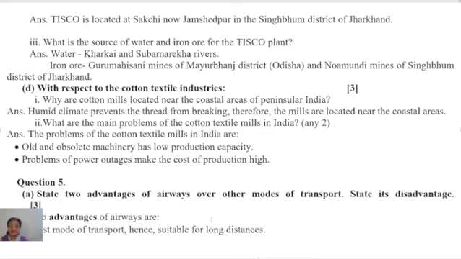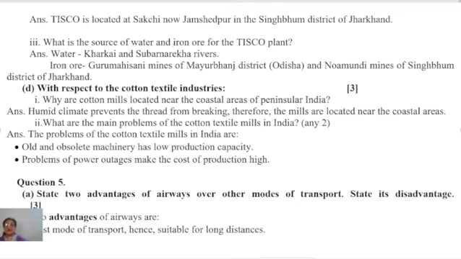Now, where is TISCO located? You can see here, TISCO is located at Sakchi, which is now called Jamshedpur, in Singhbhum district of Jharkhand. Clear? Now, next: what is the source of water and iron ore for the TISCO plant? The source of water is two small rivers providing water to this industry. Number one is the Kharkai river. Number two is the Subarna Rekha.